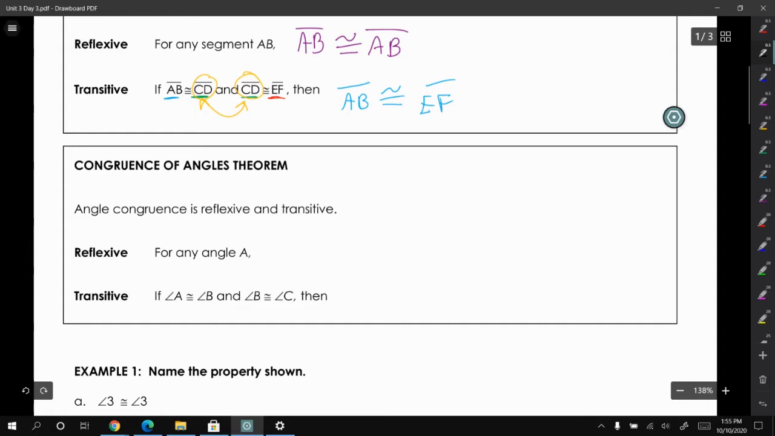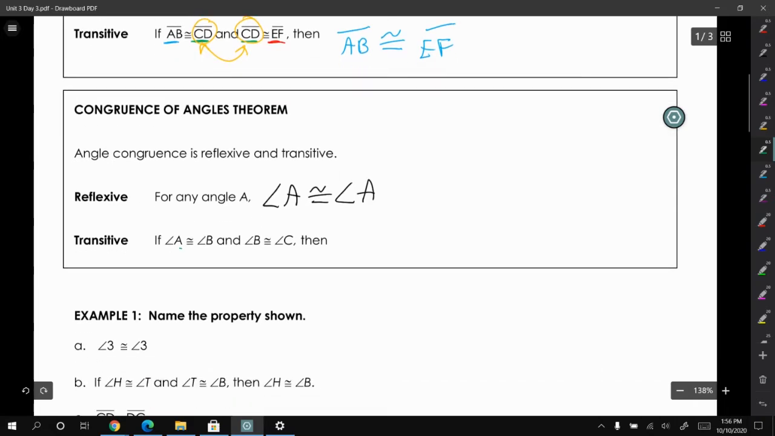So if we have an angle A, then angle A is congruent to angle A. Notice how we're using congruent symbols and not equal signs. So that's why I don't have any M in front of these angles for measurement. And then again, for transitive, if angle A is congruent to angle B and angle B is congruent to angle C, then angle B here is that middleman. So then angle A is congruent to angle C. And we're going to be using these properties today.